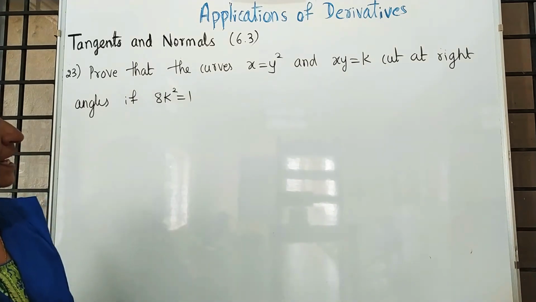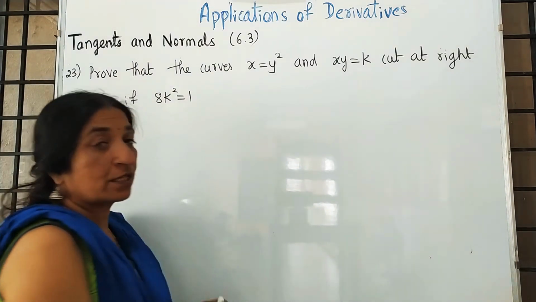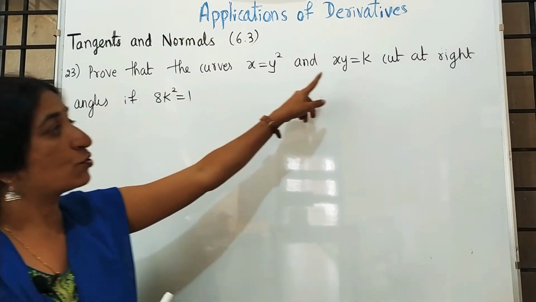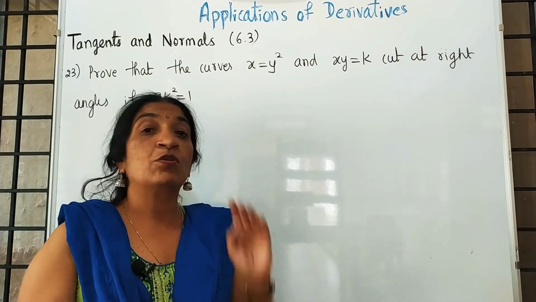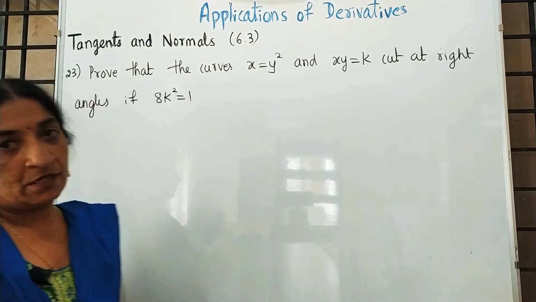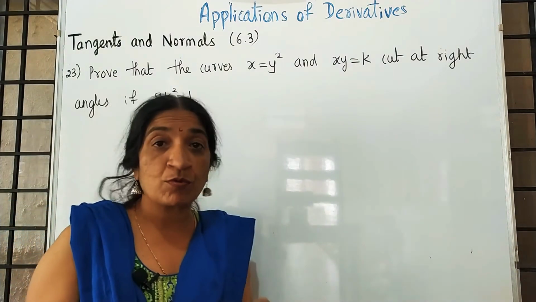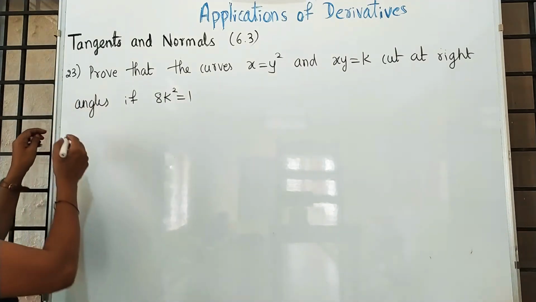So, if 8k square is equal to 1, we have to use this condition. Using that condition, we have to show that these two curves cut at right angles, means product of these two slopes is -1. That we have to show. When we are showing that m1 into m2 is equal to -1, we have to use 8k square is equal to 1.